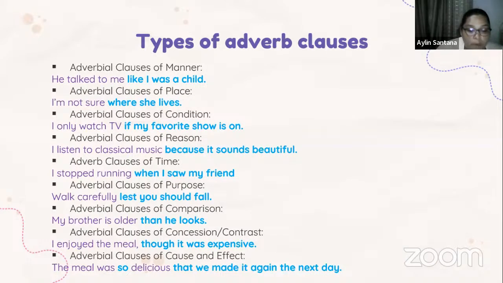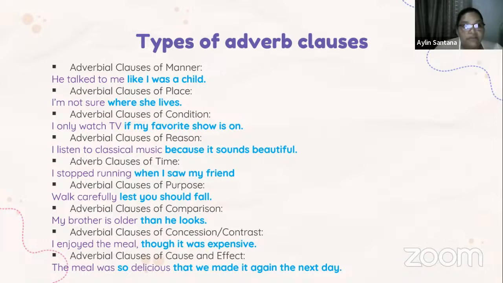Okay. In the case of comparison, adverbial clauses of comparison are clauses that communicate how the subject of the dependent clause compares to the subject in the main clause. I can mention two types of adverbial clause of comparison: degree and manner. This adverbial clause highlights quality and quantity with conjunctions like than and as. For example, my brother is older than he looks. Than he looks.